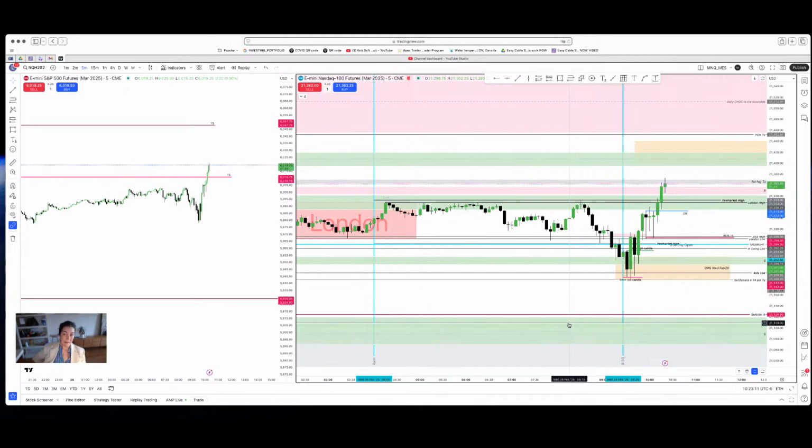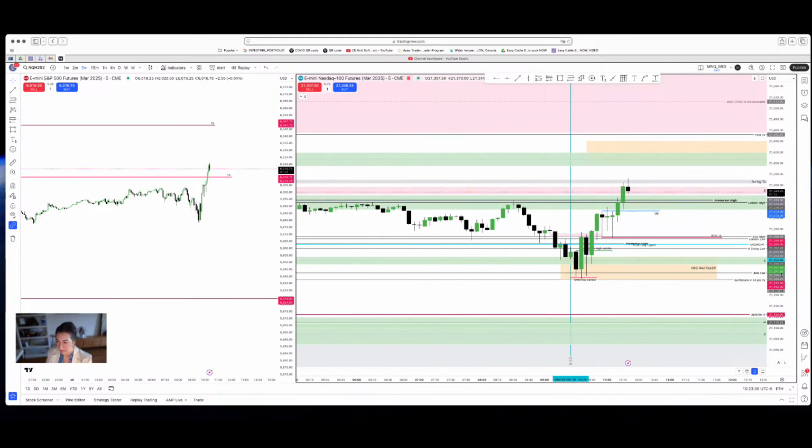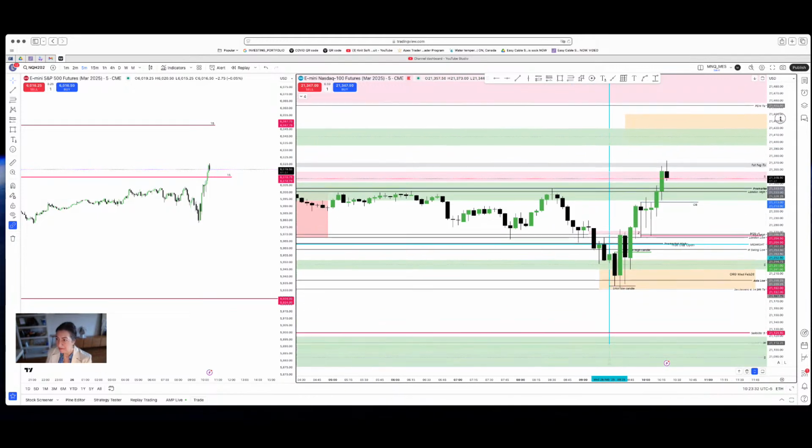gravitate towards. But I like to keep everything in mind, and I use power of three a lot: accumulation, manipulation, and distribution. And we see a lot of that through Asia, in London, into the New York Open. What about yourself? What do you study? What do you trade? What have you looked at?